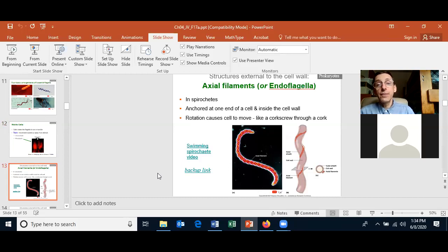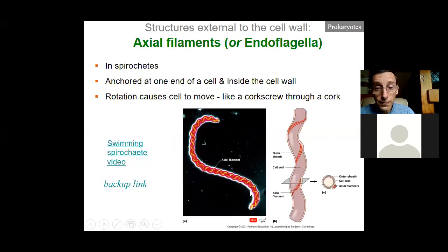There is another flagella, and we call this an endoflagella or axial filament. It is a flagella, but let me blow this up. The flagella is right here, sort of wrapping around the cell, and the flagella is inside the cell wall.